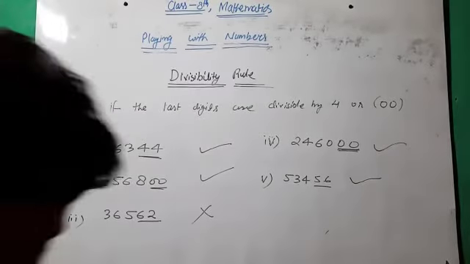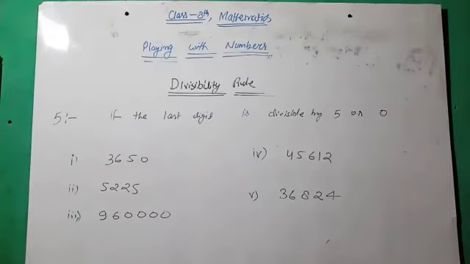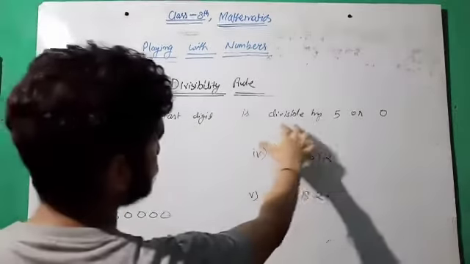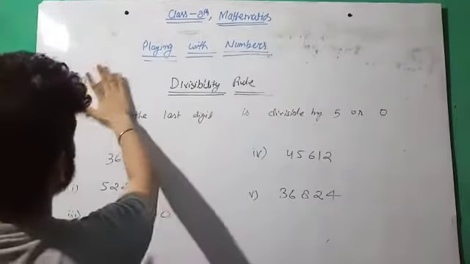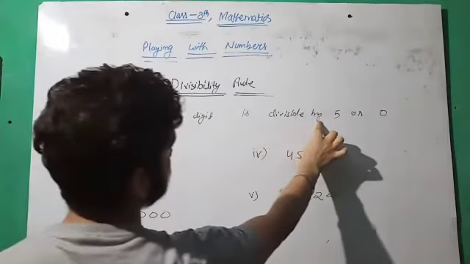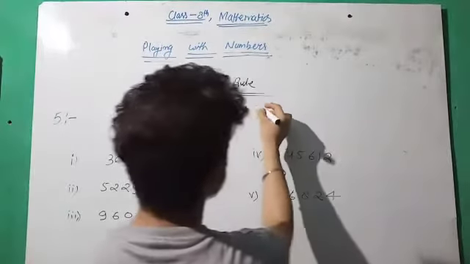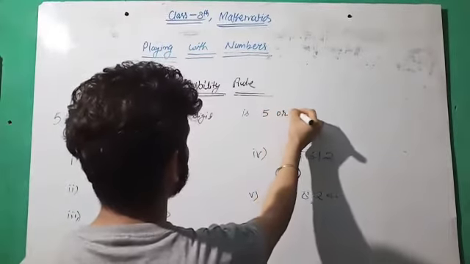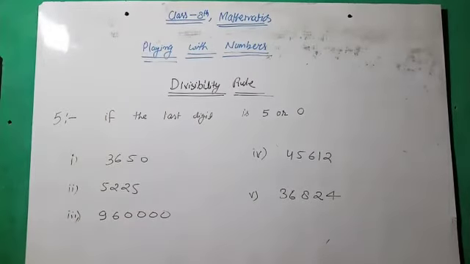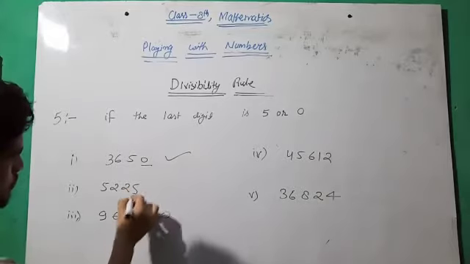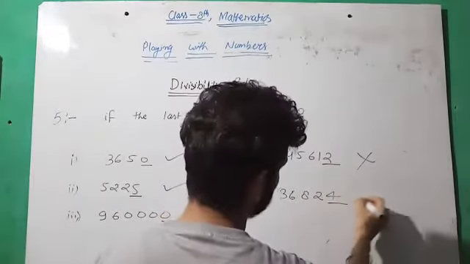Okay. Next, divisibility of 5. The divisibility rule of 5 is very simple. If the last digit is 5 or 0, then the number is divisible by 5.